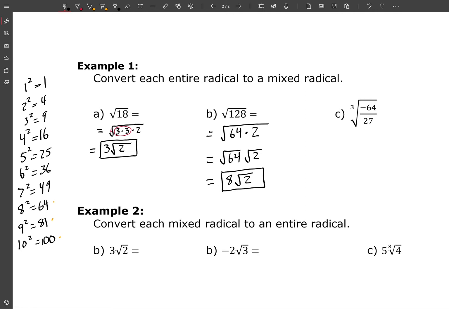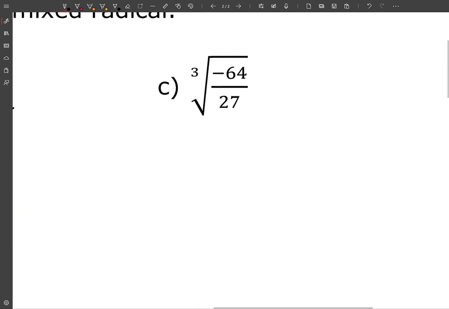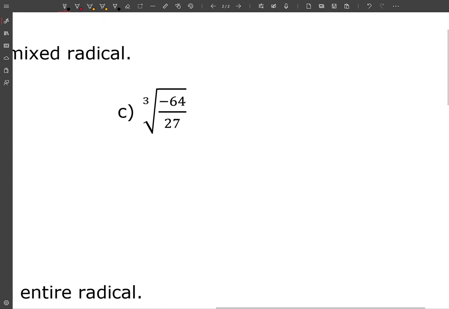So those are the two main methods for doing this: either prime factorize and then pull out pairs if it's a square root, groups of 3 if it's a cubed root, or else you can look for the largest perfect square factor. Now, watch out for this one. This one's not a square root. Be very careful. This one is a cubed root, so it works a little differently. So for the cubed root, we're obviously going to be working with cubes. So again, we have two choices. We can make a list of perfect cubes. That's not a big deal. I can do that pretty quickly.